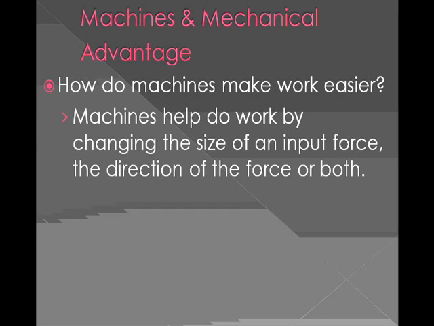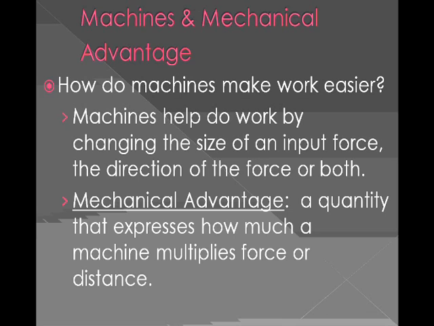Machines help us to do work, and they do that by changing the size of the input force, the direction of the force, or both of those. So mechanical advantage is actually a quantity or a number that expresses how much a machine multiplies force or distance for us. So the higher the mechanical advantage, the more the machine does for us.